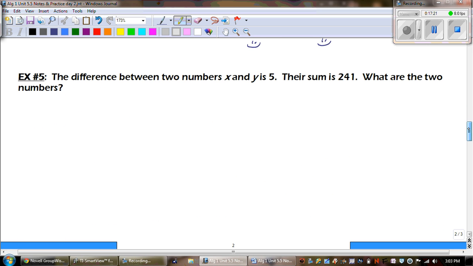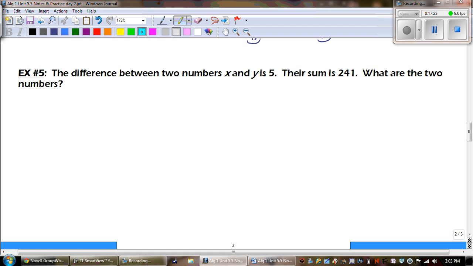All right, last one. The difference between two numbers, x and y, is 5, and then their sum is 241. What are the two numbers? Why don't you guys see if you can set this one up all on your own. Pause the video and good luck.